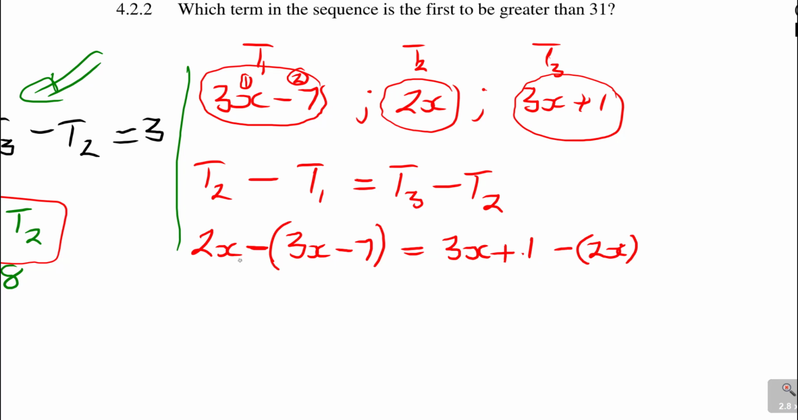Now when you've done that, as I said, this negative, you distribute it there and you distribute it there. So you'll have 2x minus 3x. We are opening the brackets, remember.